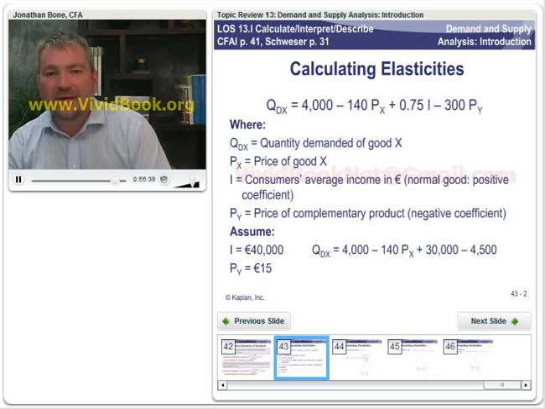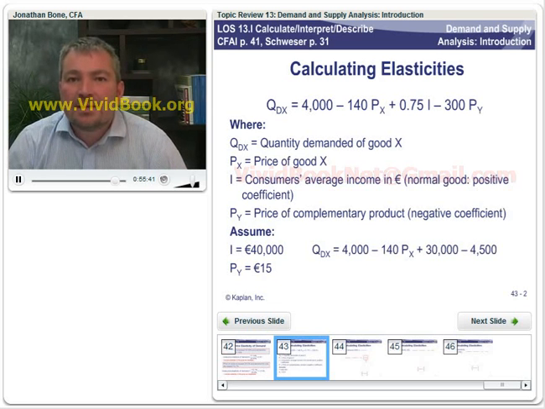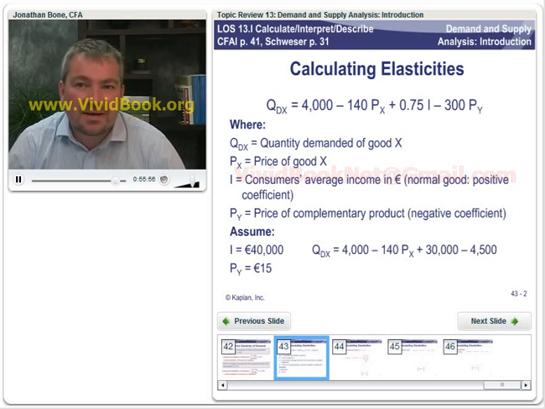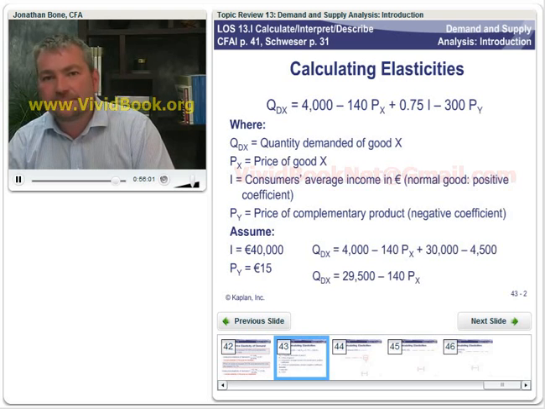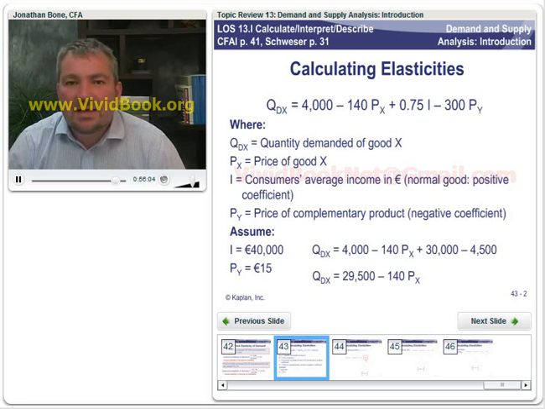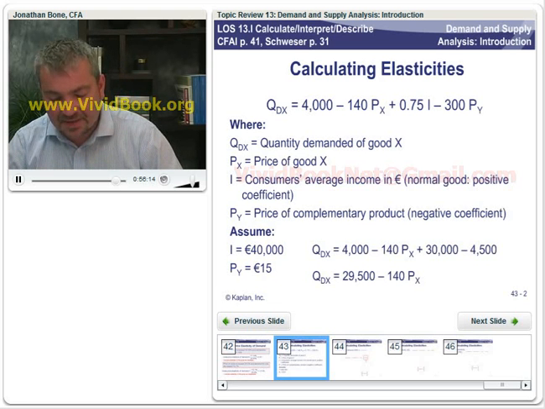Now, if we know that, we can plug those numbers in. So we're going to say quantity demanded equals 4,000 minus 140 PX. We can then do income, 0.75 times 40,000 to get 30,000, and minus 300 times 15 to get minus 4,500. So let's just rearrange our equation a little bit. So summarizing that down, we're saying quantity demanded is 29,500 minus 140 PX.